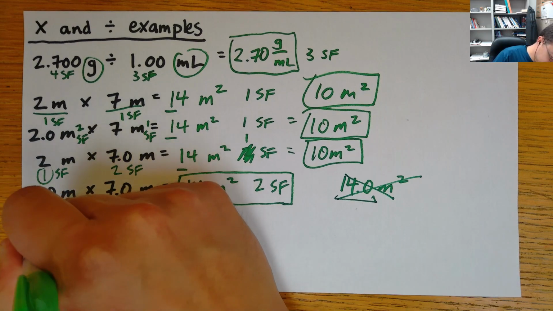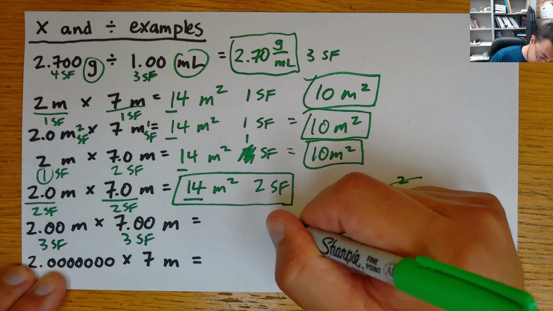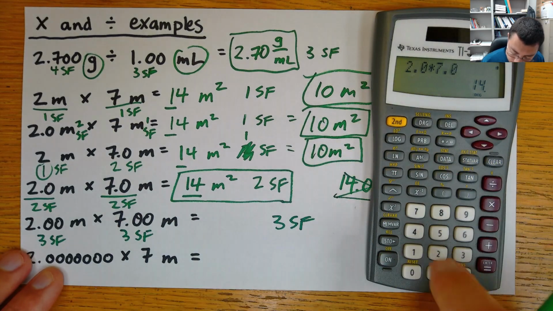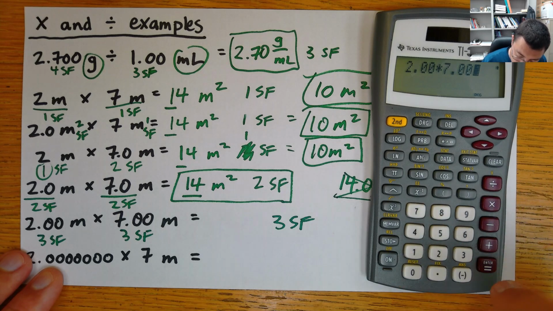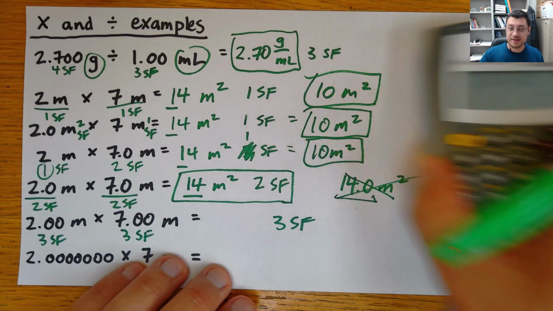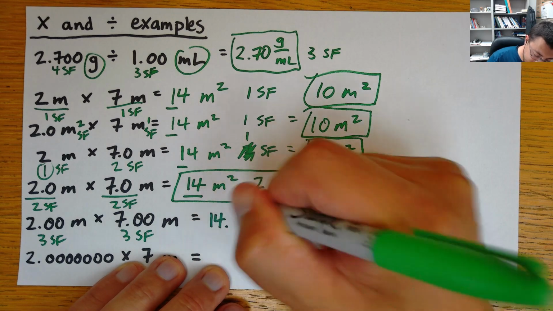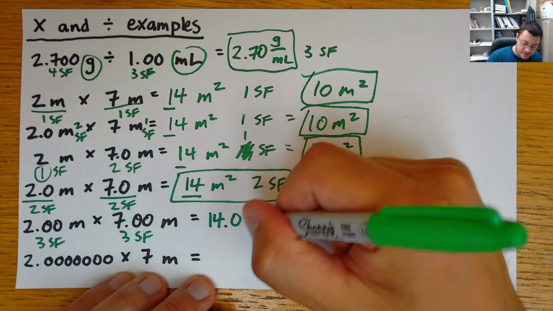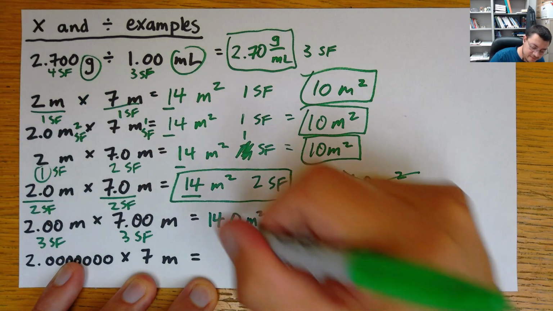Next problem, 3 sig figs. 3 sig figs. We're going to have a 3 sig fig answer. Calculator still says 14, as it has every time. But since we need 3 sig figs, we need to write that 0 to maintain the precision that we had going in.